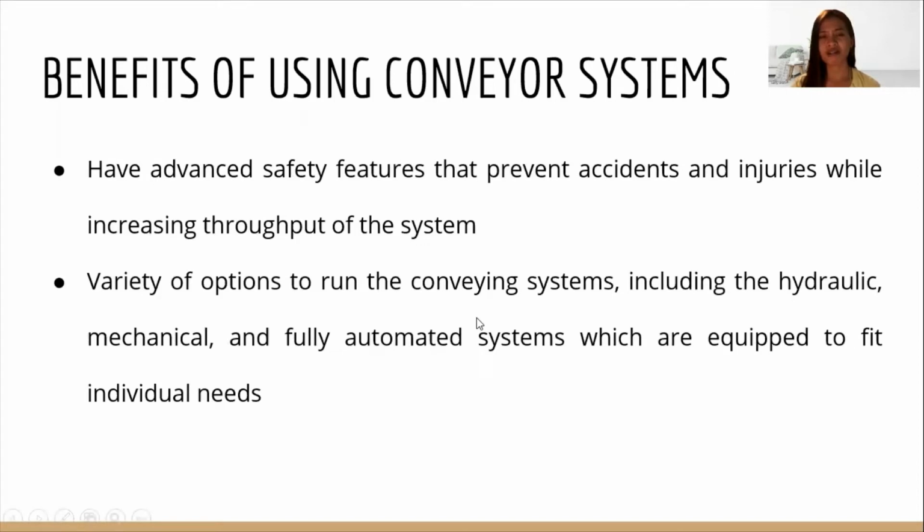Conveyors also have advanced safety features that prevent accidents and injuries while increasing throughput of the system. There is a variety of options to run the conveying systems, including hydraulic, mechanical, and fully automated systems, which are equipped to fit individual needs.